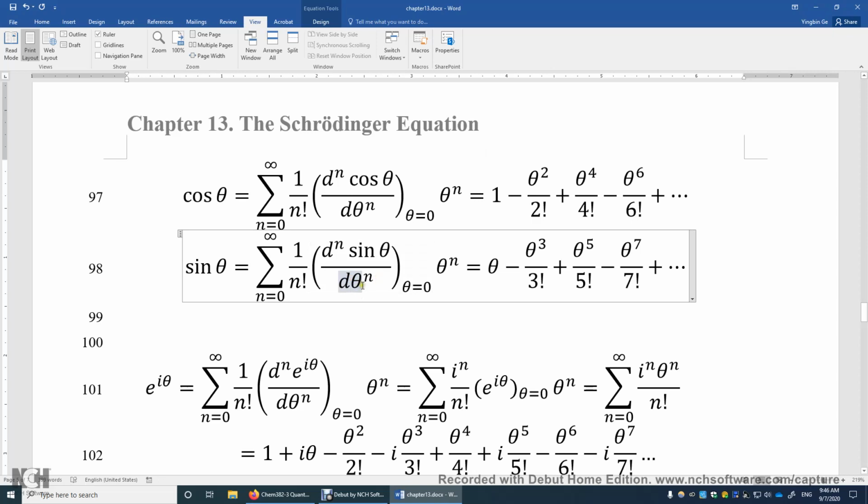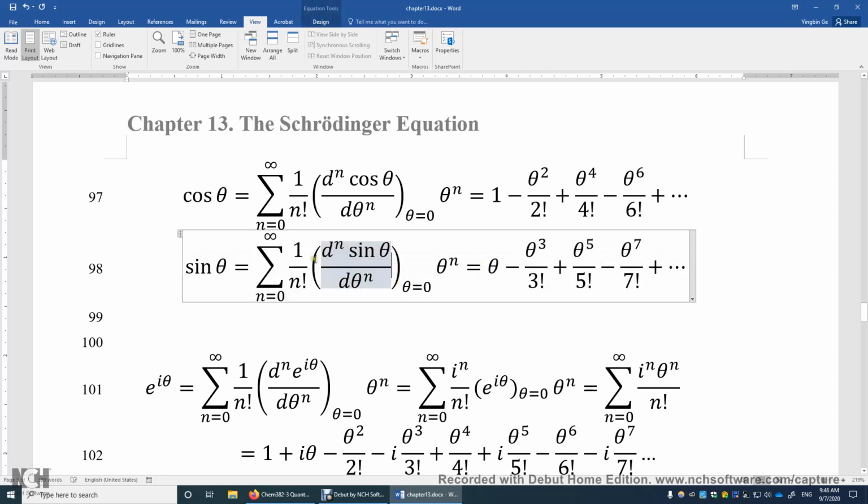I'm sorry. I think I made a mistake here. When n is 0, this entire thing should be just 0. When n is 0, you are looking at d0 here. D to the power of 0 is 1. This is also 1. So we're looking at just sine theta. Sine 0 is 0. Therefore, we do not have the first term.